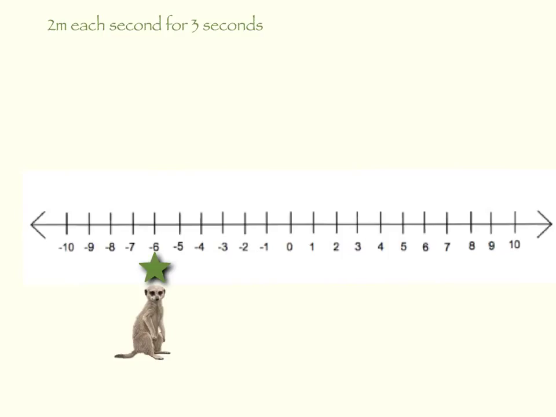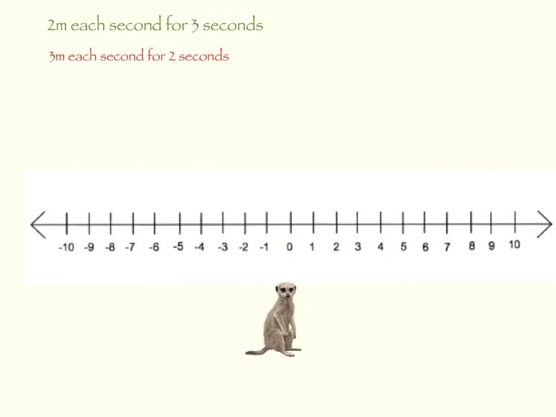First, Mr. Meerkat travels 2 meters each second for 3 seconds. 1, 2, 3. Unlucky, he picks up the pace and travels 3 meters each second for 2 seconds. 1, 2.